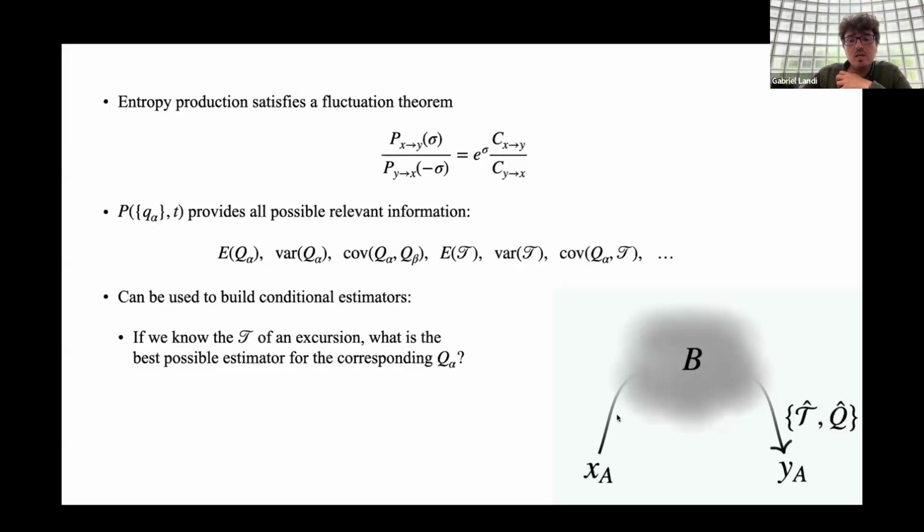Okay, so suppose your region B is not accessible, right? You can tell that the system went from A to B, it spent some time in B, and you can tell that it came back to A, but you don't really know exactly what happened in B. So if you know the time of an excursion, can you make inferences about, for example, the entropy production? What is the best guess, the optimal predictor you can make, about the entropy production given some excursion time? This is the kind of question that you can ask with this kind of statistics.